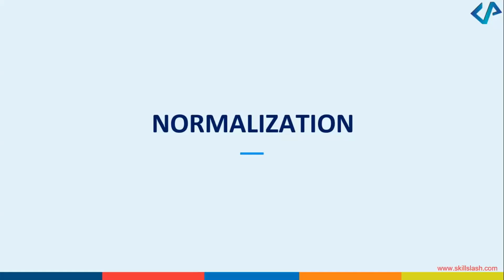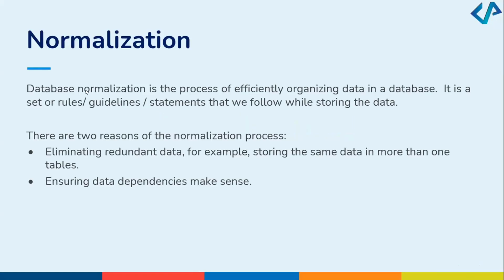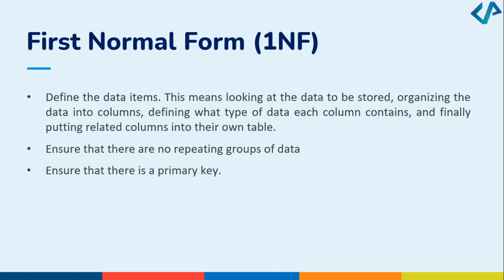Okay. So let's talk about how normalization works. Database normalization is a process of efficiently organizing the data in the database. It is some set of rules, guidelines, statements that we follow while storing the data, right? And why do you want to do normalization? To remove any redundant data, right? Or any information which you don't want, you can use the normalization process. Now, there are different forms of normalization. Let us look at the first normalization form, which is 1NF.